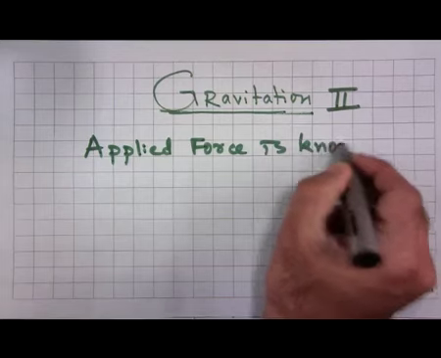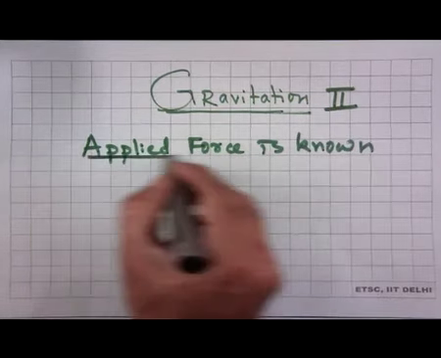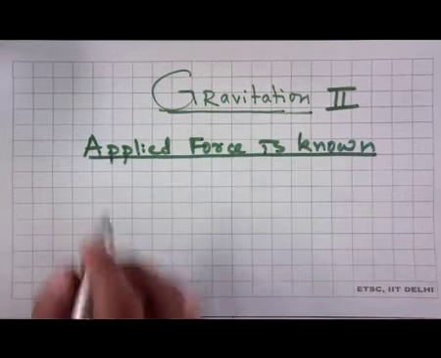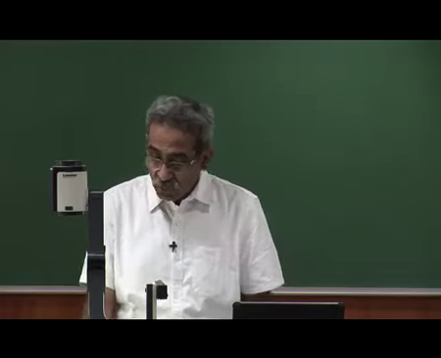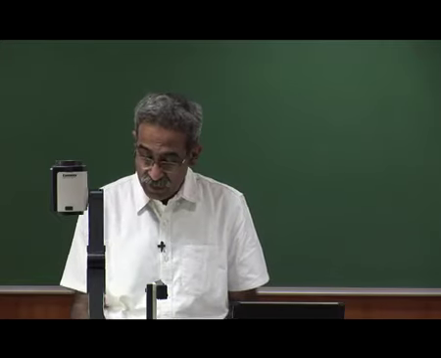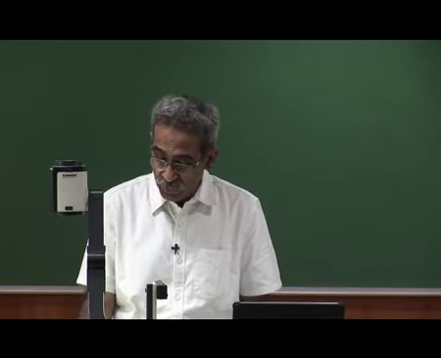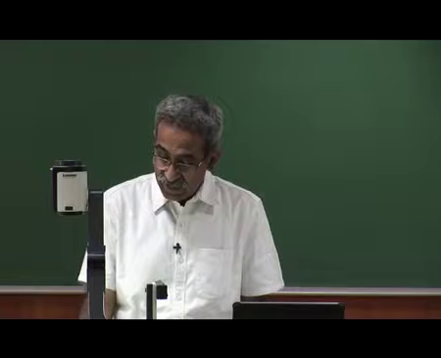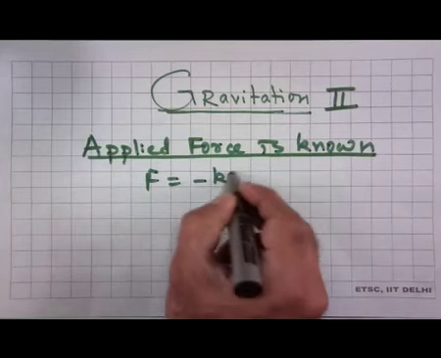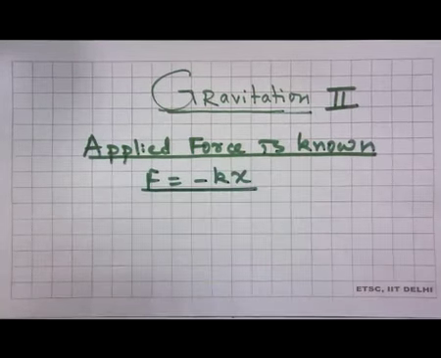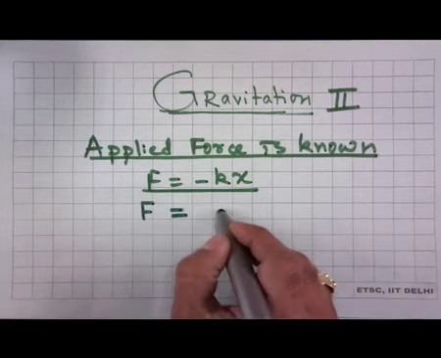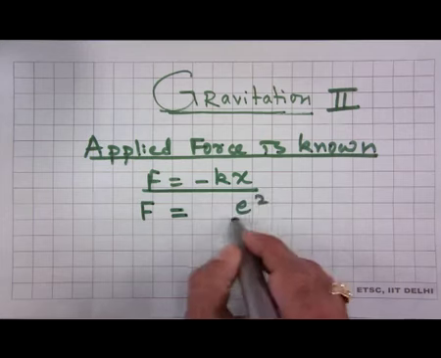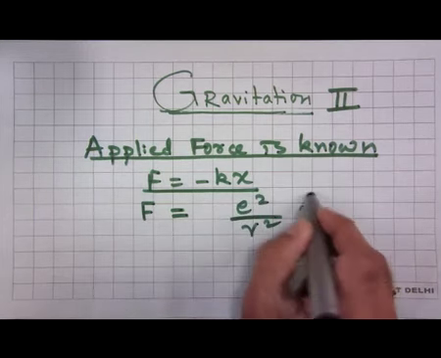We do not try to determine what the applied force is by looking at the acceleration. It is assumed that the applied force is known, and as I told you, for example, in the case of simple harmonic motion, we write F is equal to minus kx. That is what we write. In the case of electrostatic interaction, we write F is equal to e squared over r squared r hat. That is what we write.